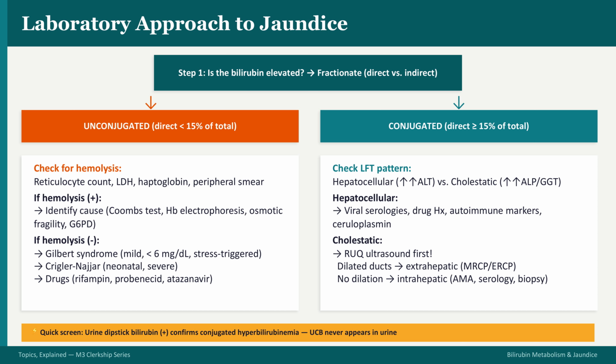A hepatocellular pattern with markedly elevated aminotransferases points you toward viral serologies, drug history, autoimmune markers, and ceruloplasmin. A cholestatic pattern with elevated alkaline phosphatase and GGT should prompt an ultrasound. Dilated ducts mean extrahepatic obstruction requiring MRCP or ERCP, while no dilation means intrahepatic cholestasis requiring serologic workup and possibly biopsy.